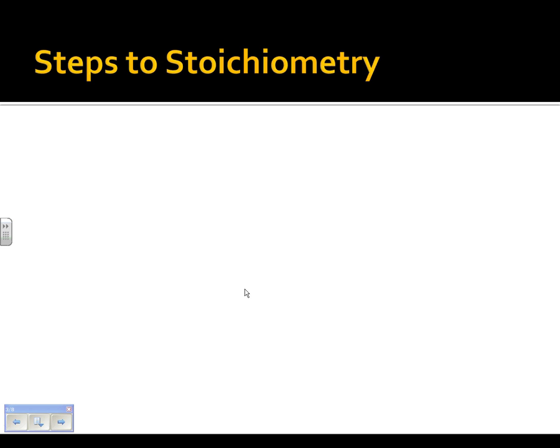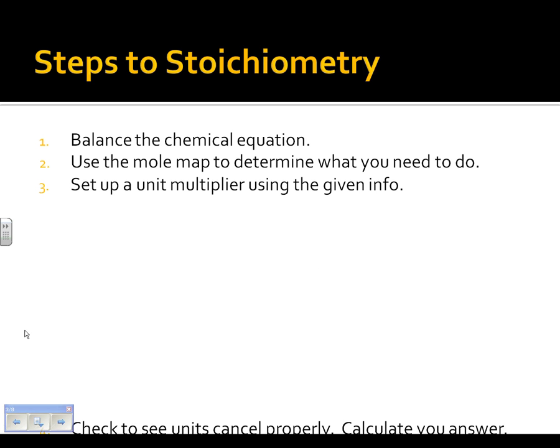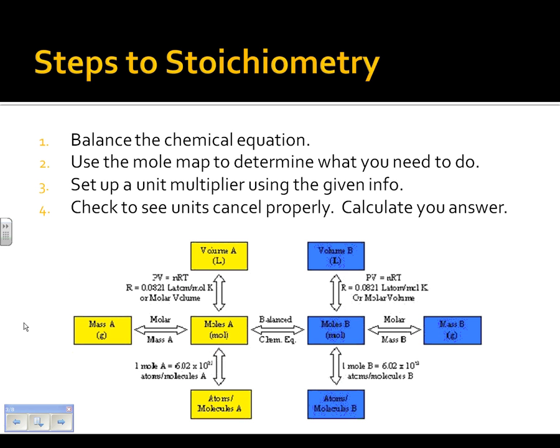This is the mole map. In stoichiometry, it is your best friend. You can use the mole map to convert grams, moles, or molecules into one another, as well as convert moles of one substance to moles of another, as long as you have the balanced chemical equation.